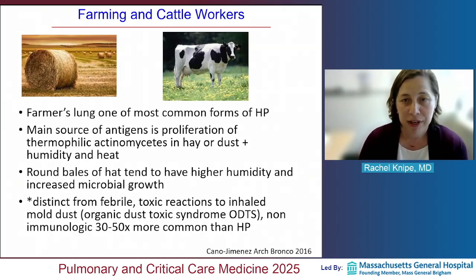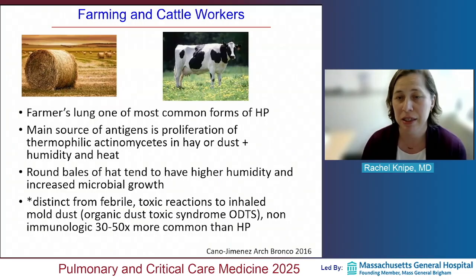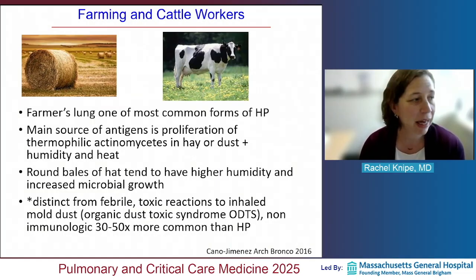So I'm going to go through a couple of categories of antigen inducers of HP. The top one, farmer's lung, is one of the most common forms of HP. The main source of antigens include bacteria, such as thermophilic actinomycetes in moldy hay. Interestingly, as I was reading, the round bales of hay tend to have higher humidity and increased microbial growth, and so they tend to be stronger inducers of HP.